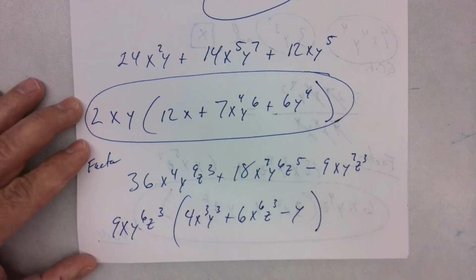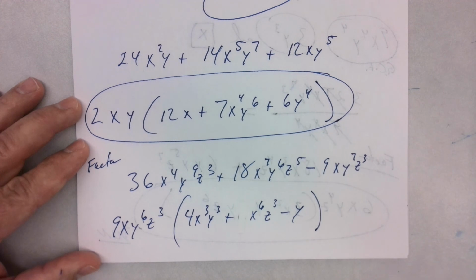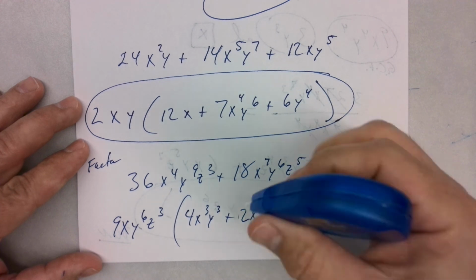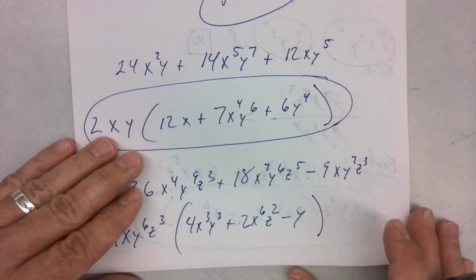He's close. It's a 2, not a 6. Right here, shouldn't that be 18 divided by 9? Shouldn't that be a 2? And the z to the 3rd should be a z squared. Yep. And that should be a z squared, right? Yes or no? Yes, that is correct. Okay, one more.